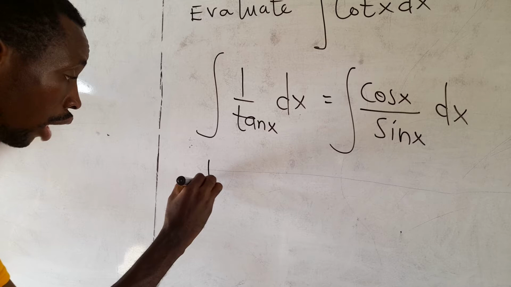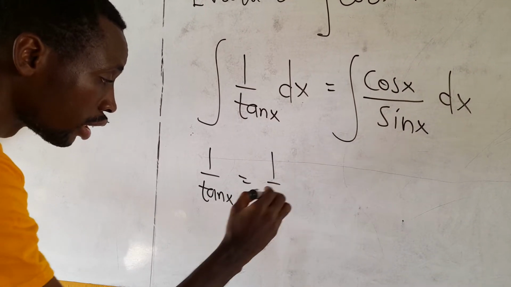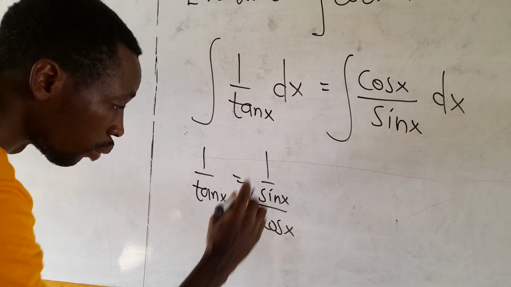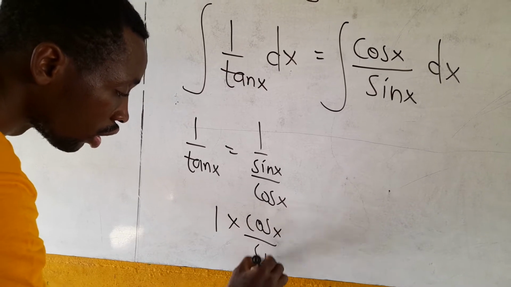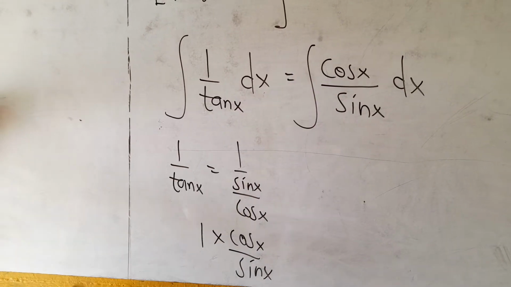If I have 1 over tan x, it will be 1 over tan is sin x over cos x. Then I'll reciprocate this, so I'll get 1 times cos x over sin x. So that's the answer. Now, how do we integrate this?